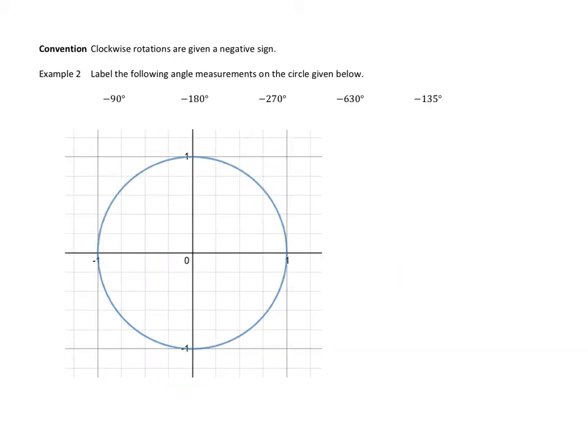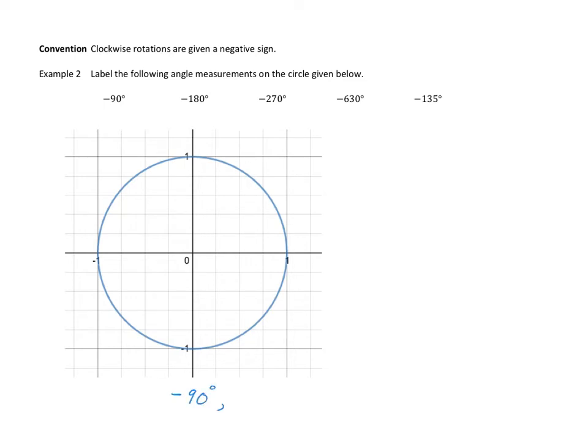In example 1, we saw that if you start on the positive x-axis and you rotate in a counterclockwise direction, that's some positive angle measurement. We're going to use the convention that if you rotate clockwise, we're going to give that a negative sign in front of the angle measurement. So where would negative 90 degrees be located? If this is our starting point and you went positive 90 degrees, it would take you up to here. So negative 90 degrees just means you go in the opposite direction, and that would take us to right here. So I'll just label this as negative 90 degrees.